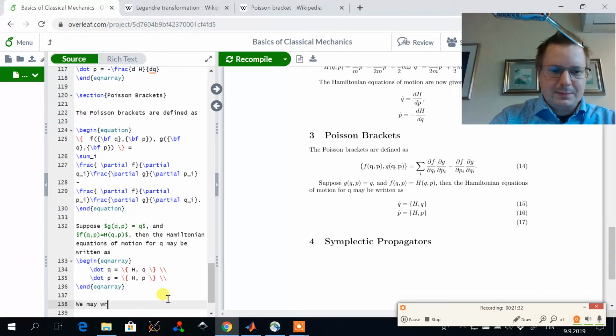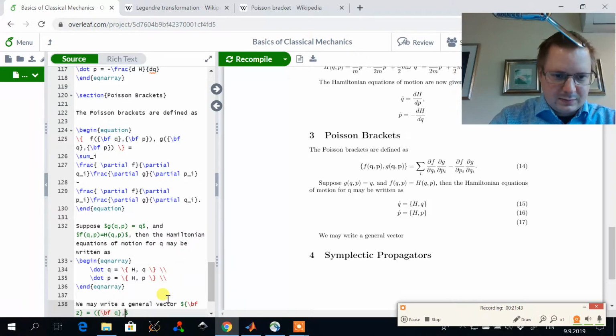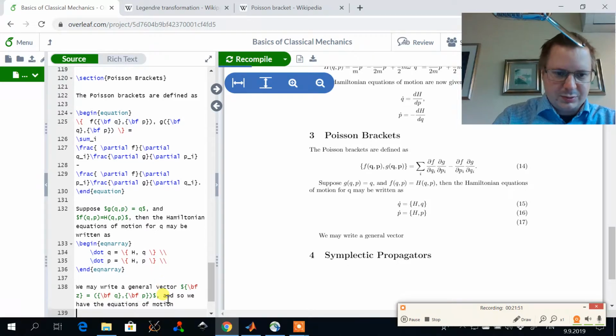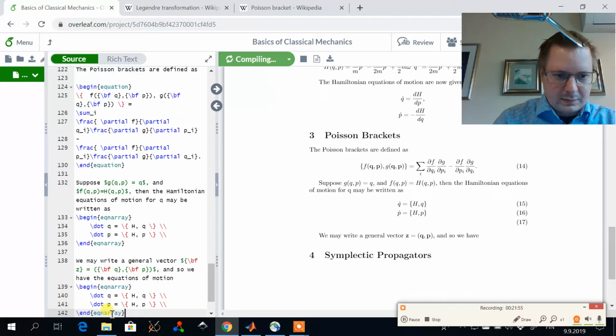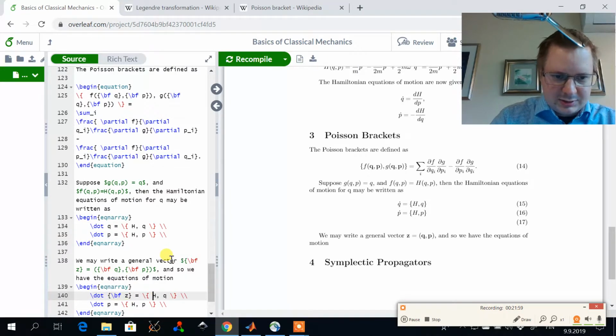So we may write a general vector, let's call it eta, that combines all the generalized positions and generalized momenta. And so we have the equations of motion, which we can just write as such.